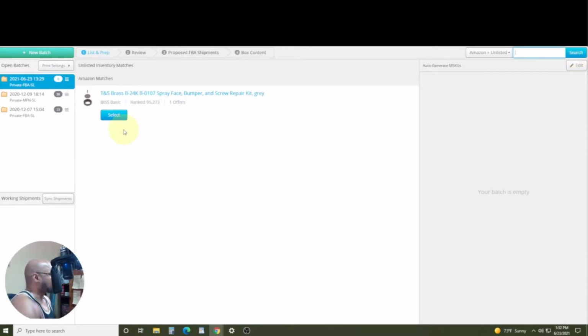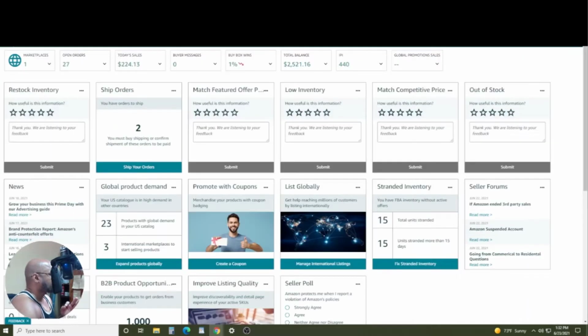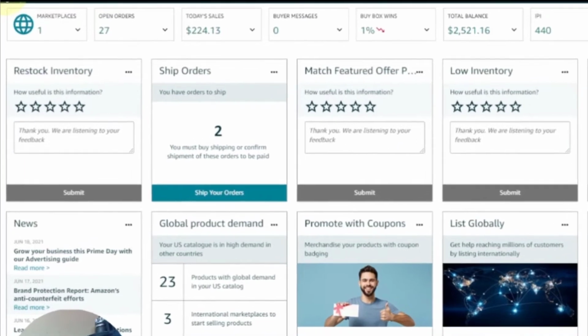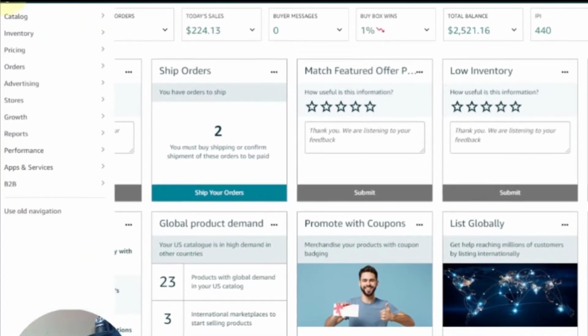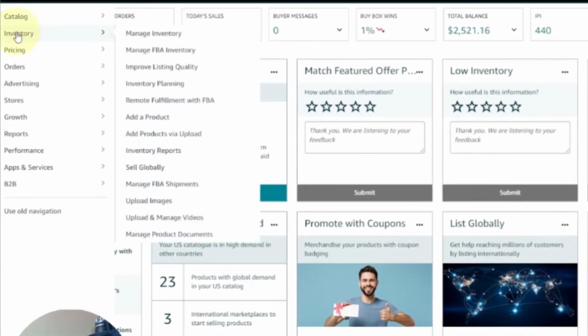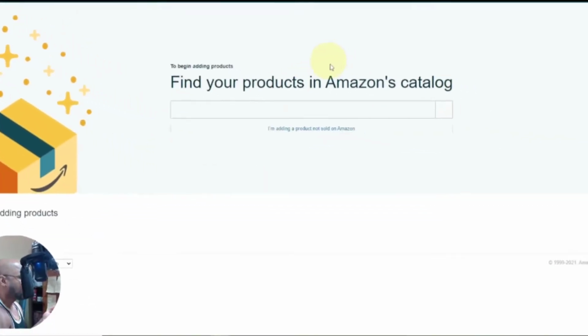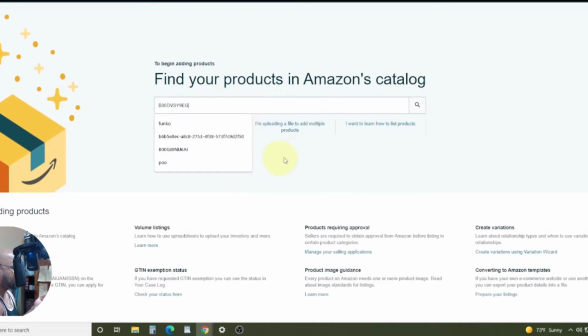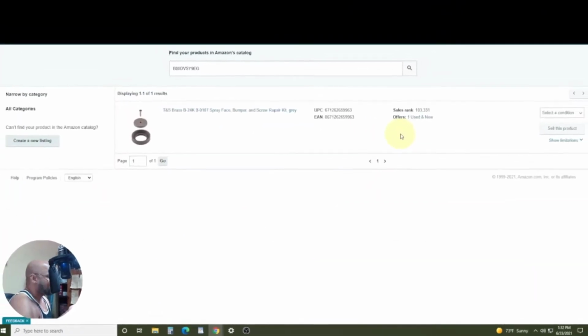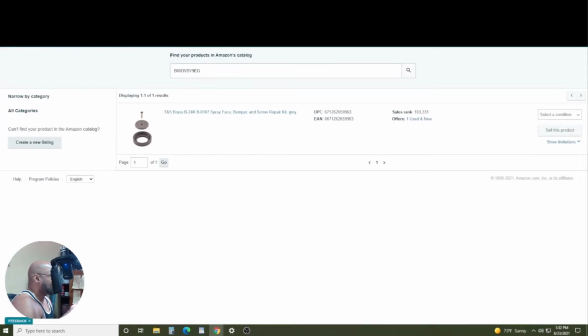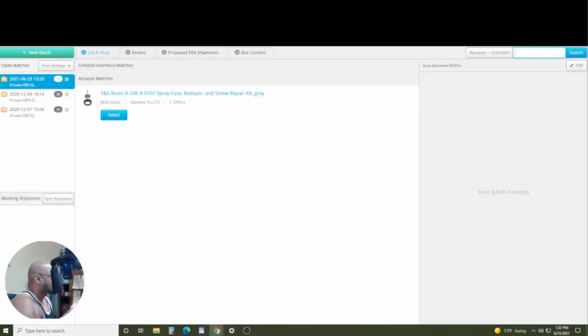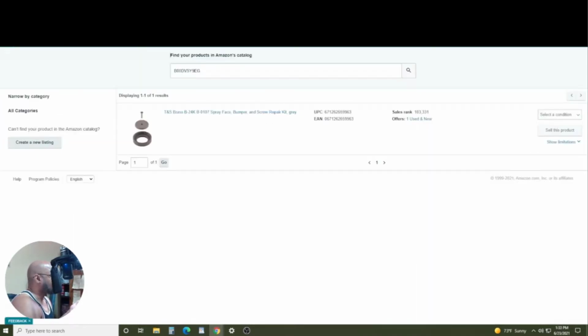Now watch what happens, because we're going to go side by side the way it would work if you did it in Seller Central. From Seller Central, what would you do? You would come over. There's a few ways to do it, but from here, you could go inventory. You could come down to add a product. You would stick the ASIN in. Not much different from Inventory Lab. There it is in Seller Central. There it is in Inventory Lab.